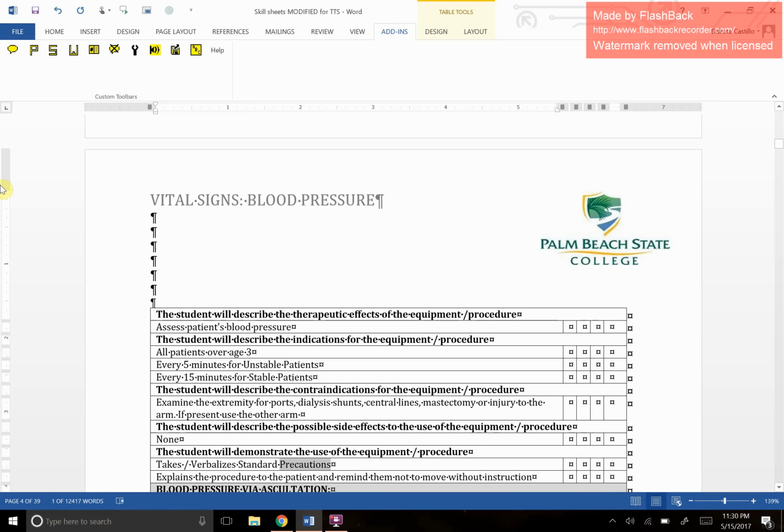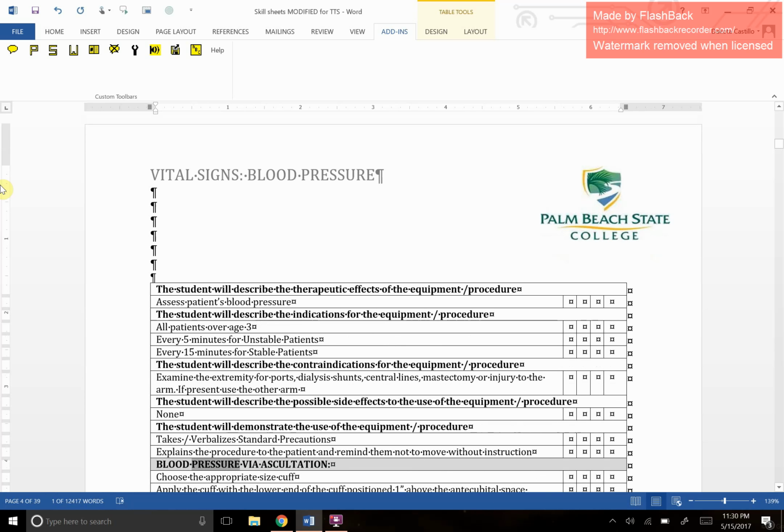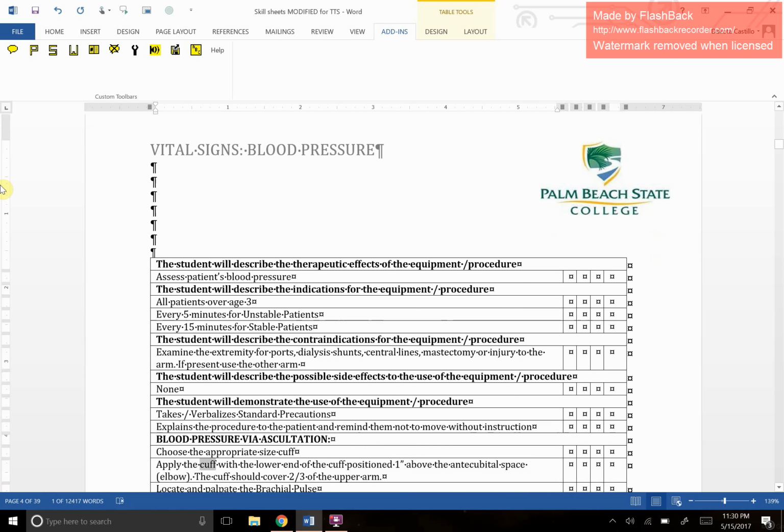Takes/verbalizes standard precautions. Explains the procedure to the patient and reminds them not to move without instruction. Blood pressure via auscultation. Choose the appropriate size cuff. Apply the cuff with the lower end of the cuff positioned one inch above the antecubital space, elbow. The cuff should cover 2/3 of the upper arm.